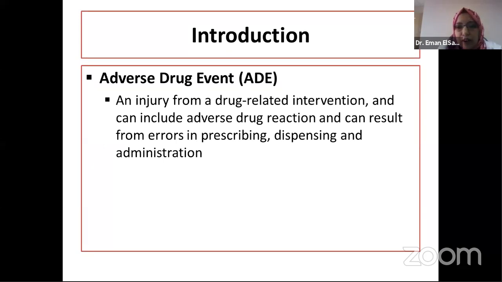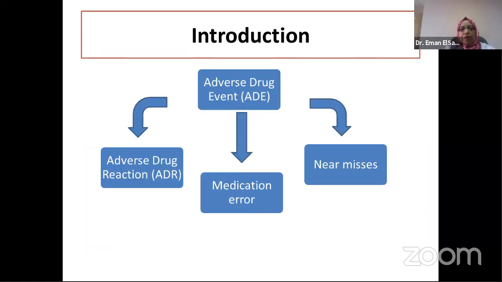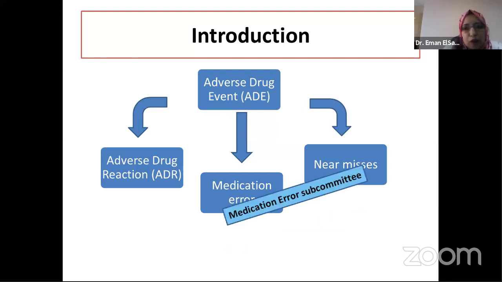Okay, so what is an adverse drug event? It's simply an event related to a drug. But we mean the event is an injury from a drug-related intervention, and it includes both adverse drug reaction and medication error. So this is adverse drug event, which includes ADR, medication error, and near misses. Medication errors and near misses, in every organization, there is a committee, in some organizations called the medication use process error committee, or medication safety committee, or medication error subcommittee, but it takes another way in reporting. ADR is different.